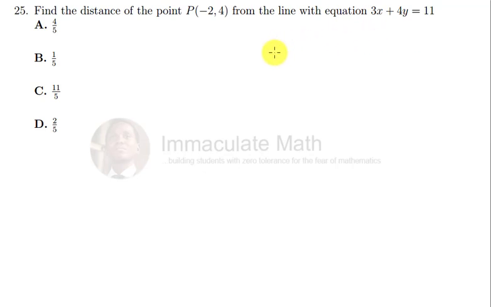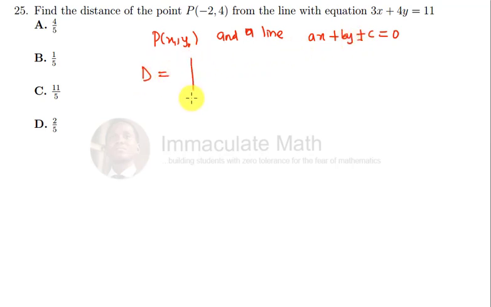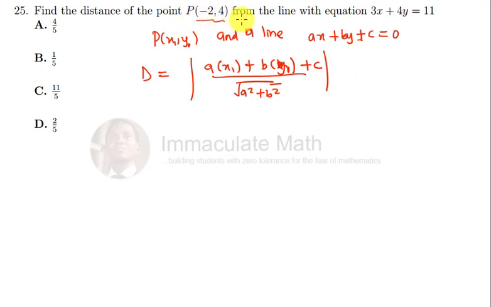So for you to calculate the distance, look at this formula I want to give you. Let's say you are given a point x1 comma y1 and a line ax plus by plus c equals 0. If you want to calculate the distance between this point and this line, the formula is given as the absolute value of a multiplied by x1 plus b multiplied by y1, then plus c, divided by the square root of a squared plus b squared. So I want to find the distance between this point here and this line here.